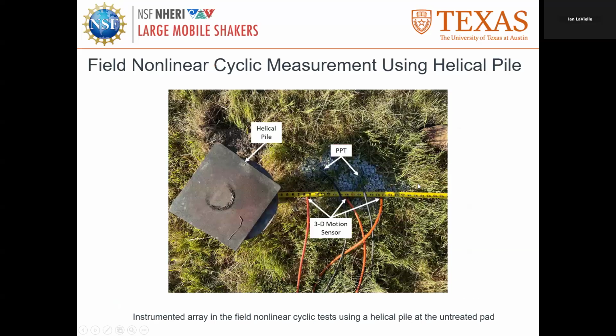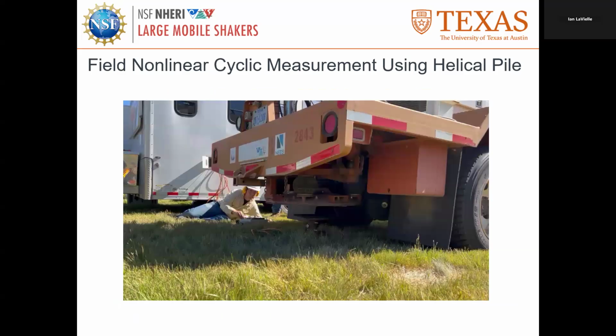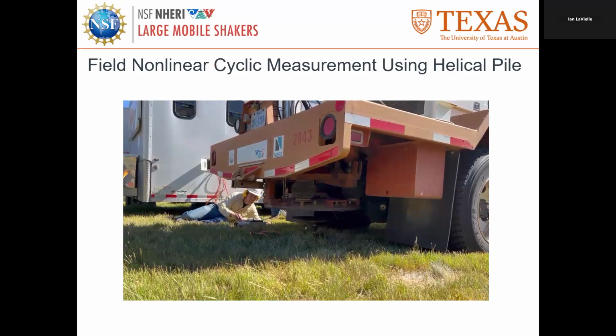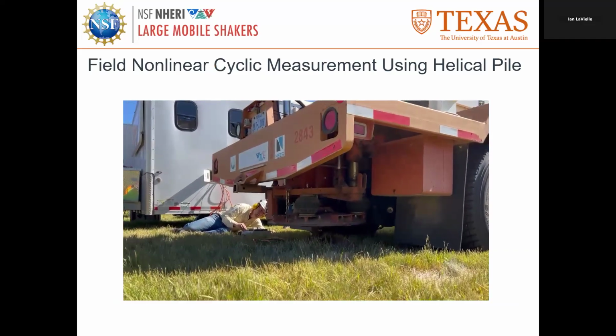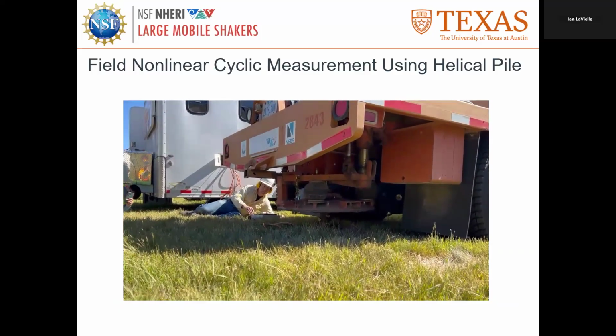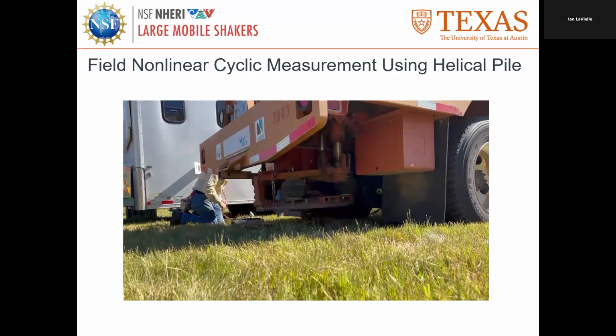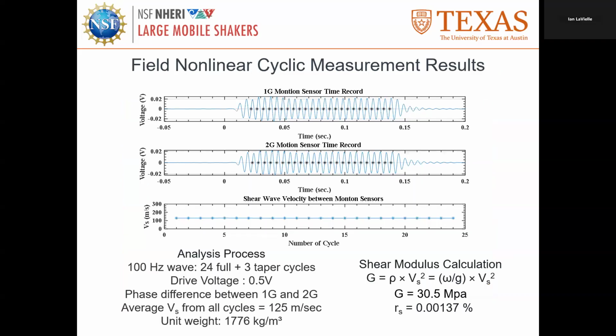So we picked the location, installed the sensors, and after that we put our thumper on top of it. The hold force is the minimum. We are trying not to push the helical pile, to avoid pressure influence. So generally, we put it on top of it, and we shake. Here's the result. This is between the 1G and 2G, the closest sensor and the second closest sensor, as an example.